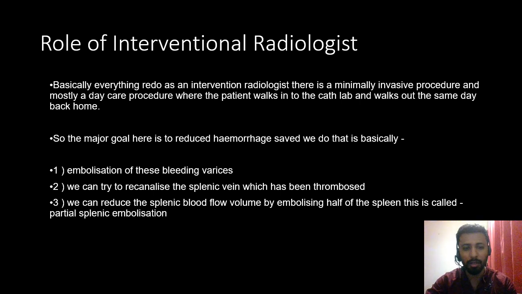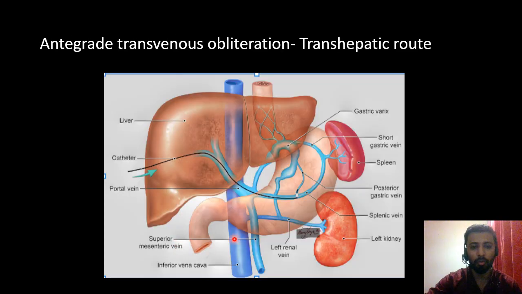Okay, so let us see how we embolize all the varices in a single session. The latest technique we use is called antegrade transvenous obliteration. To deal with the basics of how we do this: we take the patient to the cath lab suite, give some local anesthesia on the skin, and under ultrasound guidance we recognize the portal vein. We directly puncture the portal vein with a small Chiba needle, around 22 or 21 gauge, and send a wire across the portal vein into the left gastric vein.